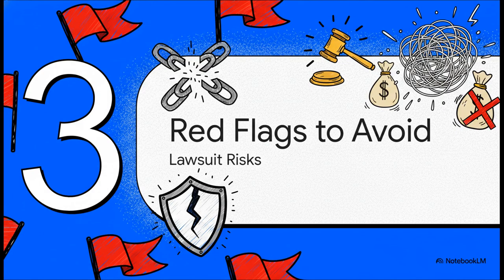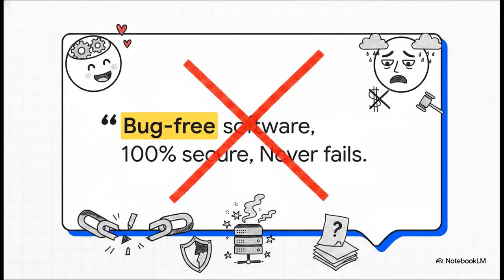All right, Section 3, Red Flags to Avoid, Lawsuits Waiting to Happen. Now, what's really interesting about this slide is the wording. To a marketing team, phrases like bug-free, 100% secure, or never fails sound fantastic, right? But to a legal team, they are absolutely terrifying. Software is complex. Servers go down. If you legally promise your software never fails, you're instantly in breach of contract the second there's a minor outage. So yeah, never include these overly broad guarantees.